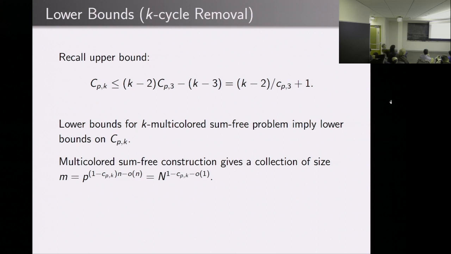And so this construction gives a collection of size n to the 1 minus CPK. And so what this gives is that, if you do the math, the optimal exponent is at least k minus 2 over little CPK plus 1. So the gap here is that basically this is CPK, and here we have CP3, and the ratio here is roughly log p. If you fix p and k gets large, this grows as 1 times k, and this grows as log p times k plus lower order terms.